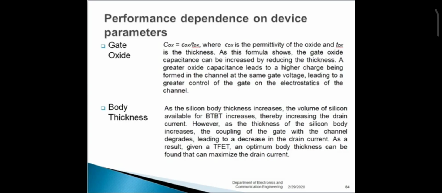As the formula of the oxide capacitance shows, the gate oxide capacitance can be increased by reducing the thickness. A greater oxide capacitance leads to a higher charge being formed in the channel at the same gate voltage, leading to a greater control of the gate on the electrostatics of the channel. However, a thinner gate oxide material may lead to some carriers from the channel tunneling to the gate, generating a leakage current, which is most undesirable.